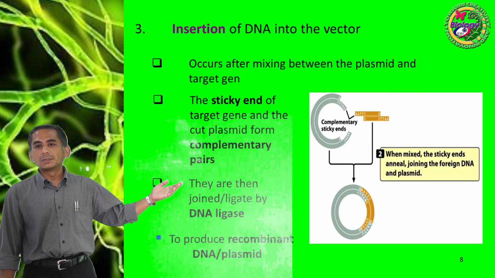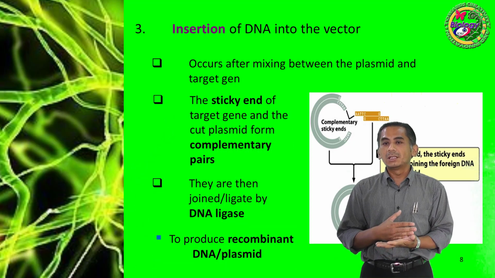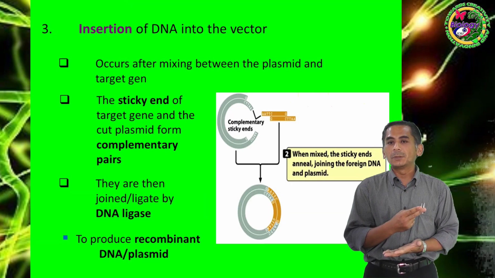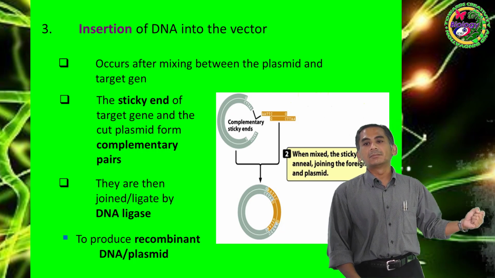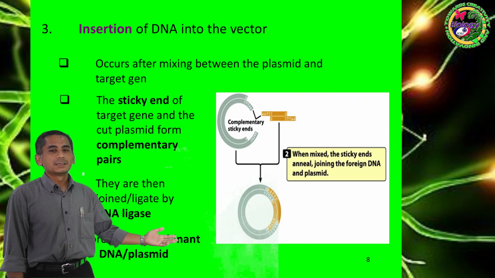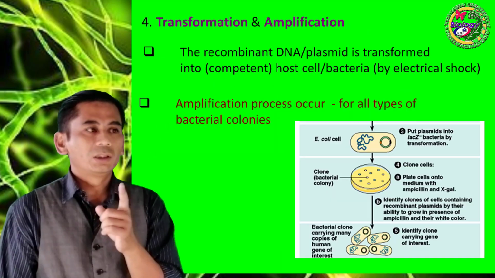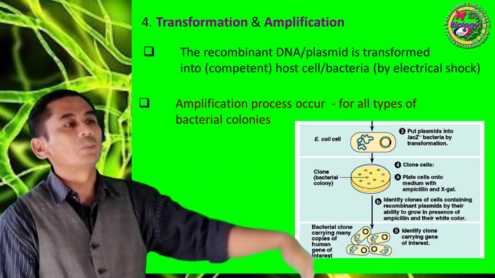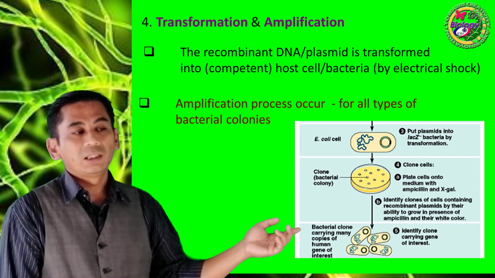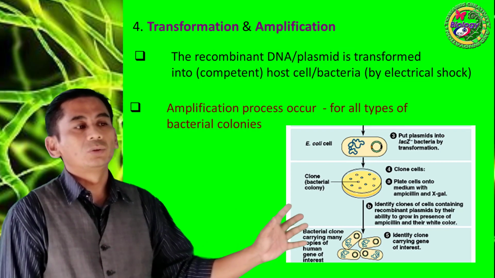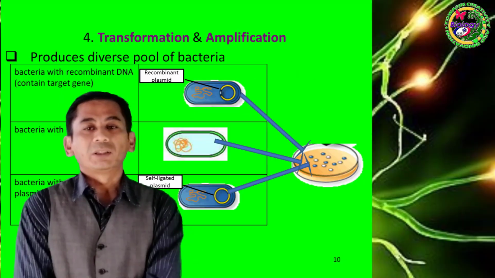Insertion occurs after mixing the plasmid and target gene, where the sticky ends of the gene of interest pair with the plasmid's complementary ends. The complementary sticky ends are ligated by DNA ligase, thus producing recombinant DNA, also known as a recombinant plasmid. The recombinant DNA is transformed into the host cell, such as E. coli, by electrical shock. Then the amplification process occurs to the colony of bacteria, producing 3 types of bacteria colony.